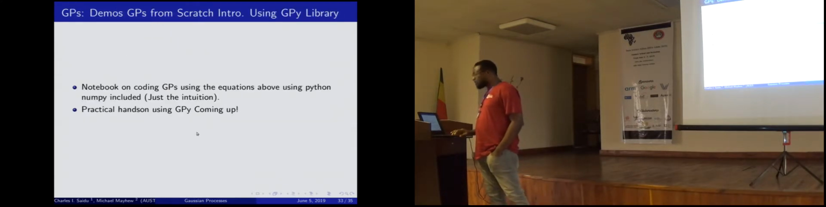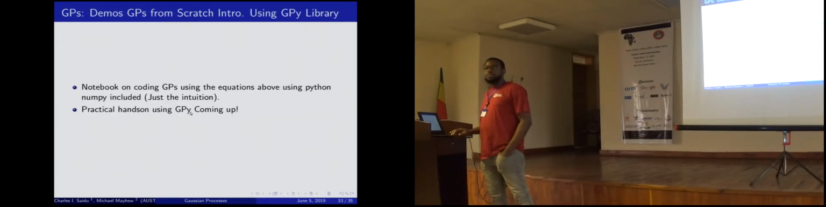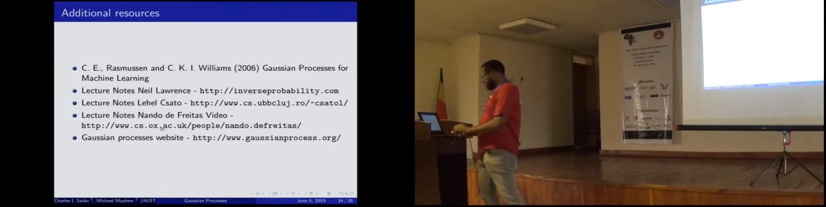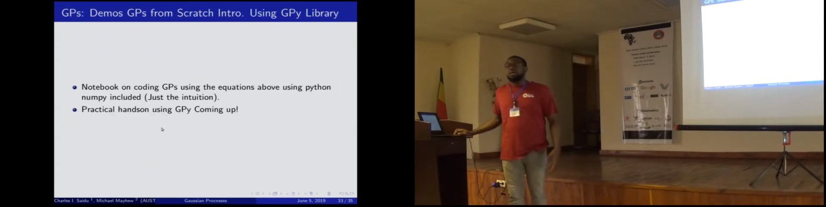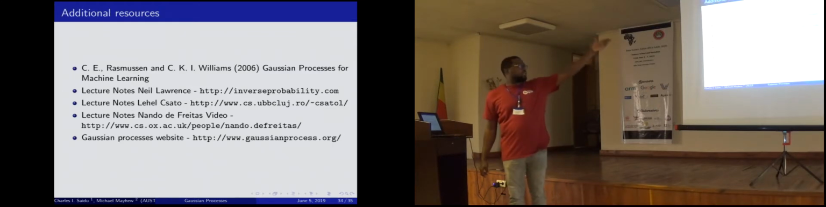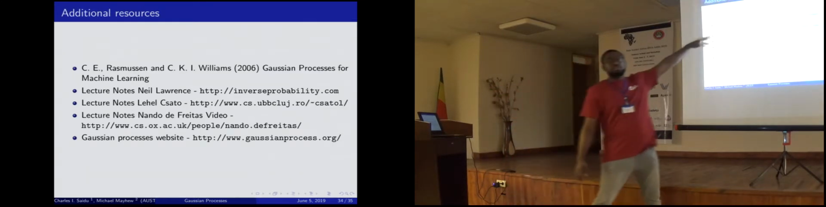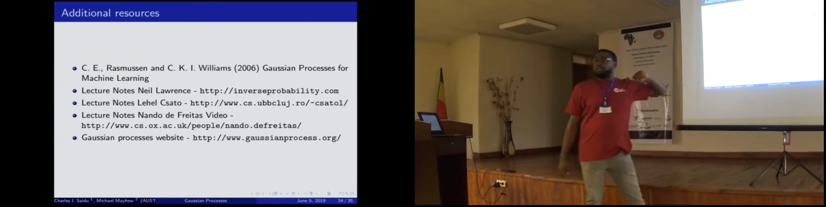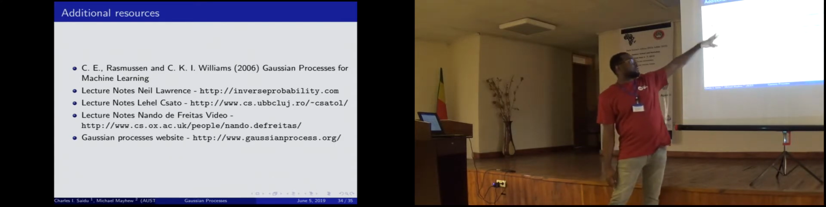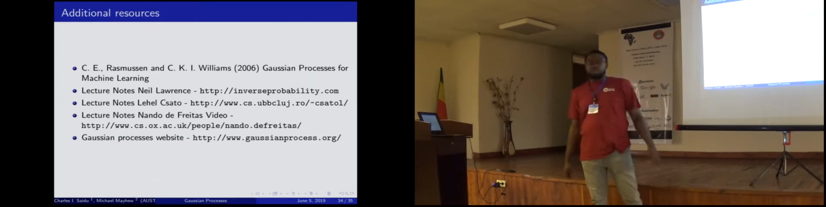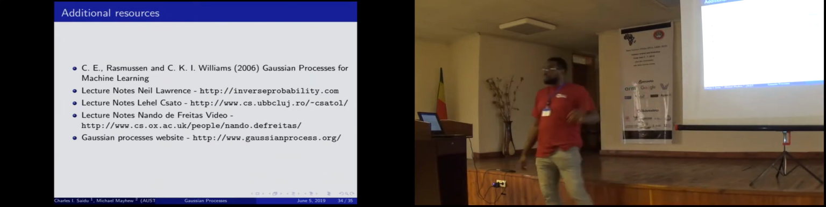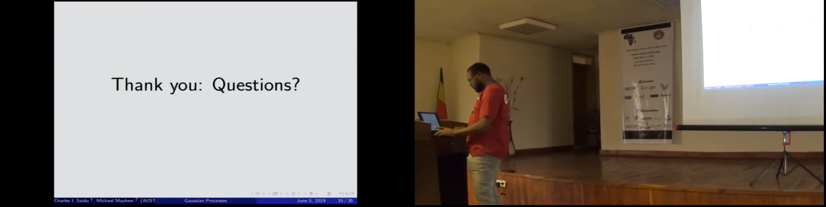So I'll just briefly walk through the notebook. And then, of course, if you want some additional resources, you can check out this book. It's actually very good. You can check out Neil Lawrence's notes, inverse probability. You can check out Lehel's notes and some other lecture and video notes. So, like I said, any questions? Cool.